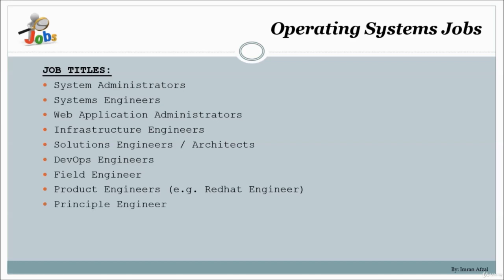Then you have the principal engineer. Pretty much the principal engineer's job is the same as the systems engineer, but with a lot more responsibility. Sometimes principal engineers are also the ones who have some type of lead. They also manage some system administrators.